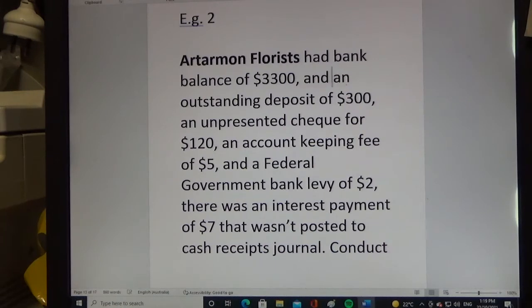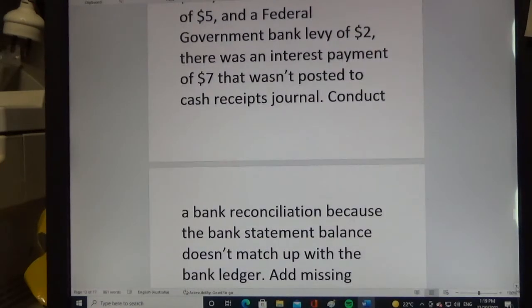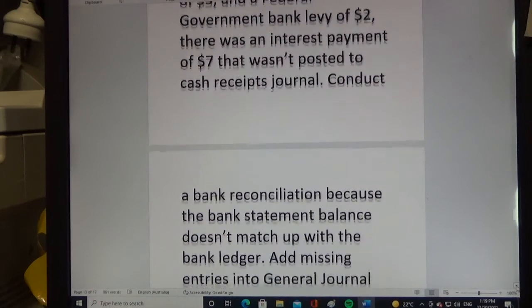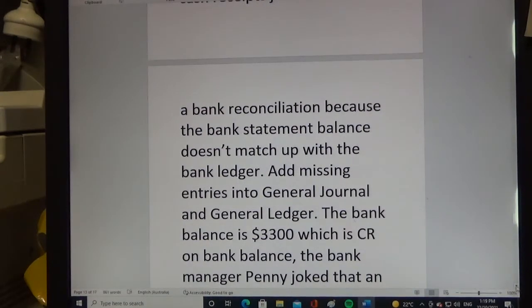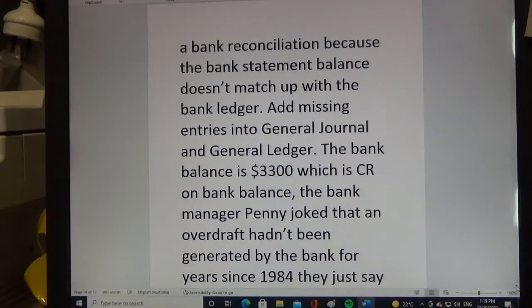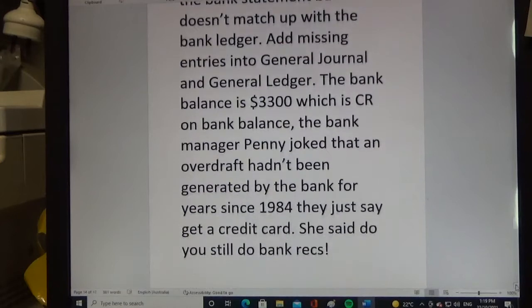Artarmon Floris had a bank balance of 3,300 and an outstanding deposit of $300, an unpresented check for $120, an account keeping fee of $5, and a federal government bank levy of $2. There was an interest payment of $7 to Artarmon Floris that wasn't posted to the cash receipts journal. Conduct a bank rec because the bank statement balance doesn't match up with the bank ledger. Add missing entries into the general journal, cash receipts journal and cash payments journal, and the general ledger, or just the bank ledger if you're only using a bank ledger.